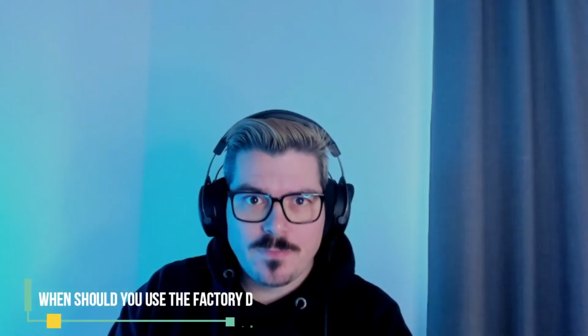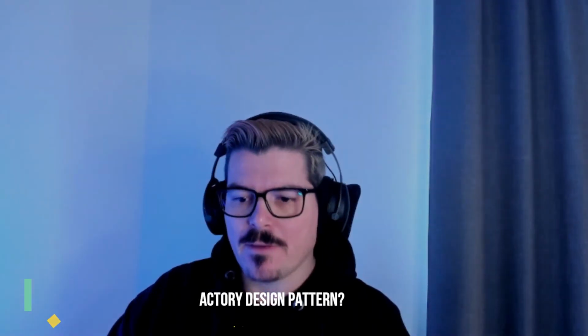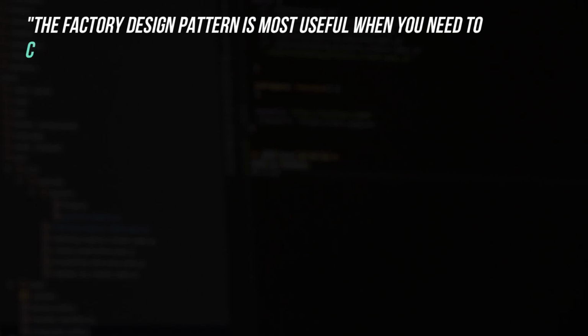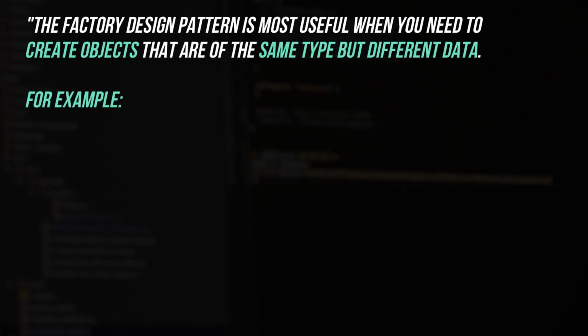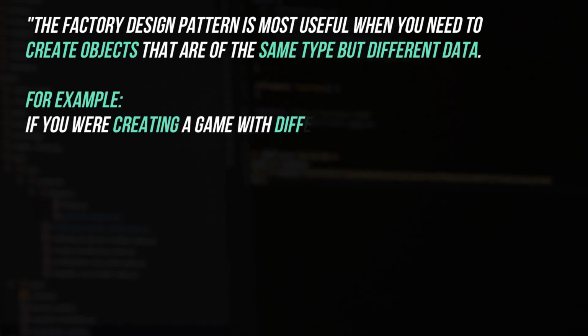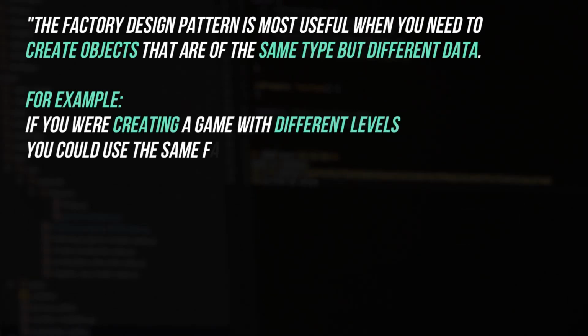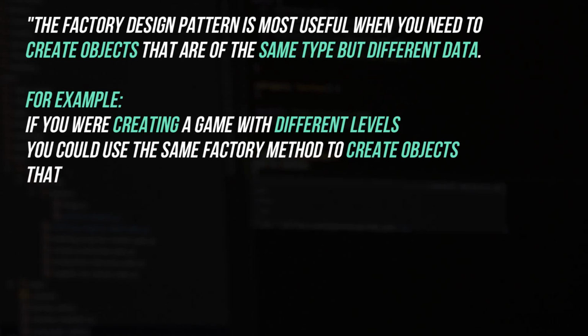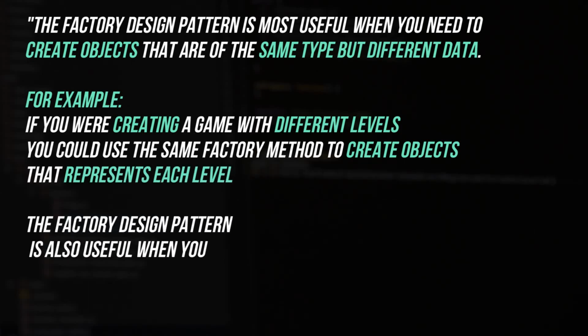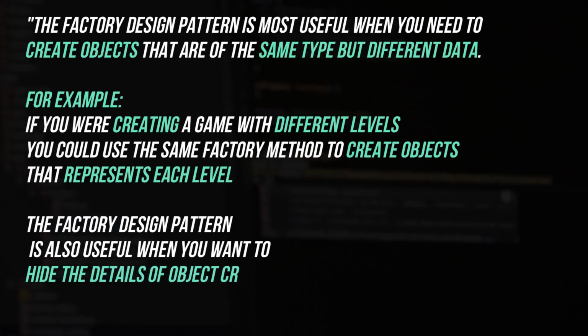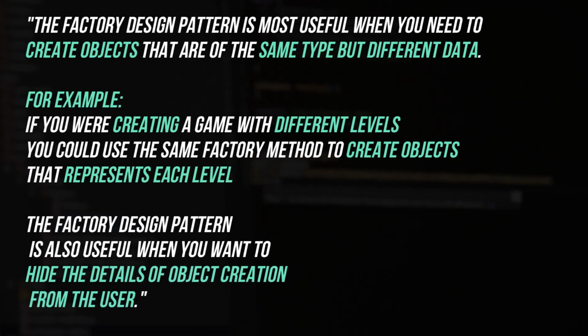So the second question, when should we use the factory design pattern? The factory design pattern is most useful when you need to create objects that are of the same type but with different data. For example, if you were creating a game with different levels, you could use the factory design pattern to create objects that represent each level. The factory design pattern is also useful when you want to hide the details of object creation from the user.